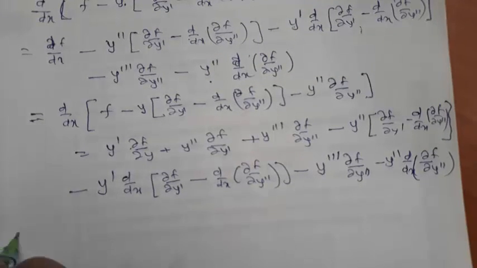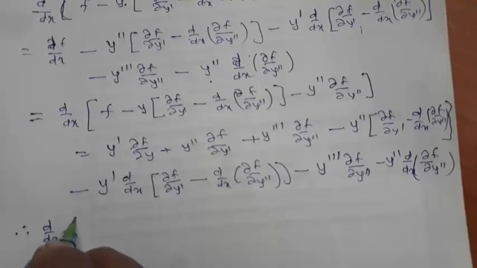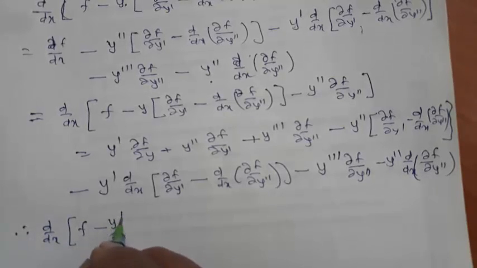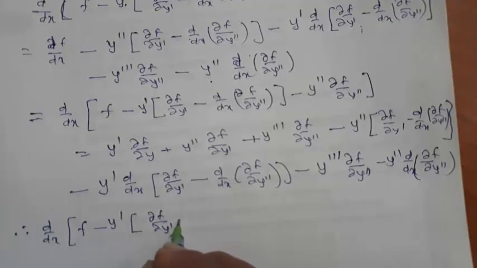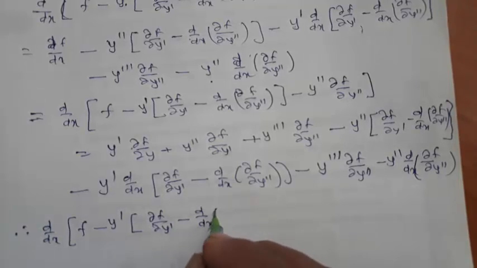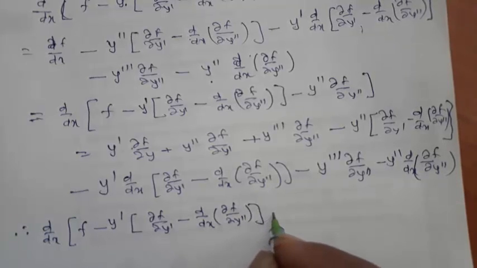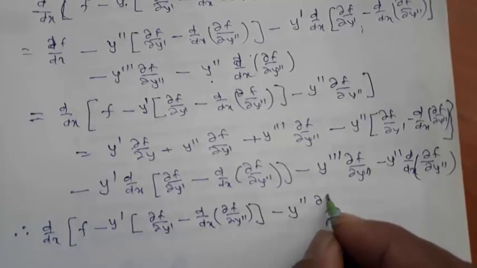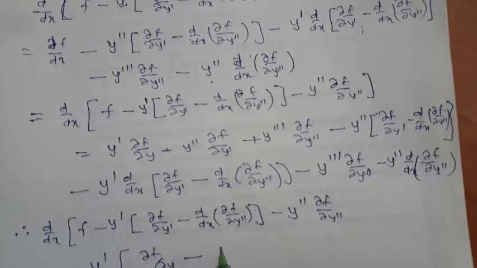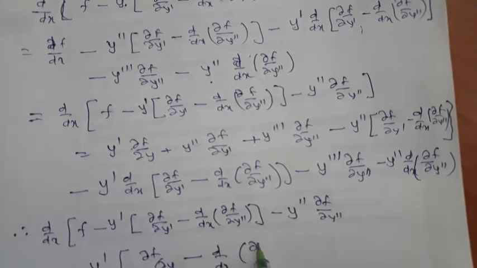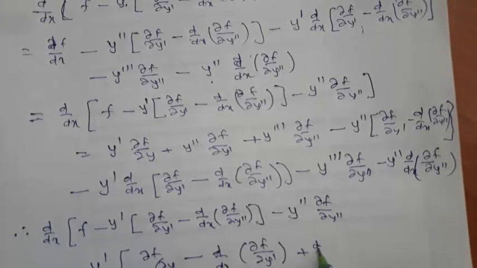Therefore, d by dx of f minus y dash into dou f by dou y dash minus d by dx of dou f by dou y double dash minus y double dash dou f by dou y double dash. This becomes y dash into dou f by dou y minus d by dx of dou f by dou y dash plus d square by dx square of dou f by dou y double dash.